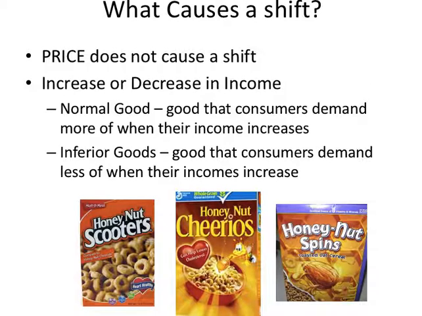Now, what causes a shift? As we said, price does not cause a shift. It's external elements that happen. For instance, an increase or decrease in income could have this. Let's say you're working a part-time job, and then all of a sudden your boss says, okay, we're letting you go, we don't need you anymore. Well, that's going to have an impact on your income, and then we have something that takes place from buying normal goods to inferior goods.